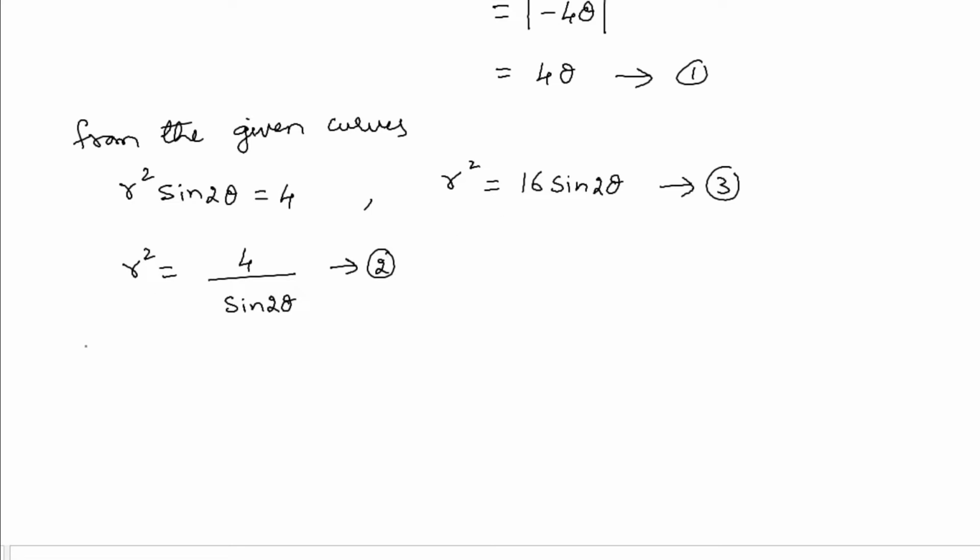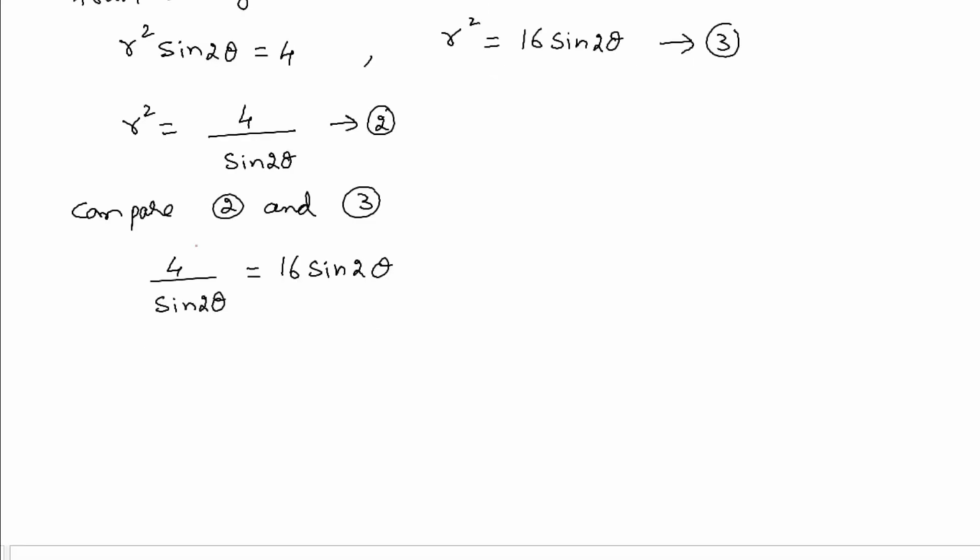So let us compare equation 2 and equation number 3. In that case, we have 4 divided by sine of 2 theta, which is the right hand side of equation number 2, equal to the right hand side of equation number 3, which is 16 times sine 2 theta. However, you can cancel out the 16. So 4 one times and 4 four times.